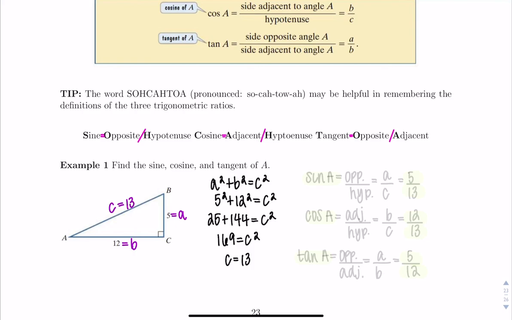And so we need to find the sine of A, cosine of A, and tangent of A. So the sine of A is opposite over the hypotenuse. So the side that's opposite of A is little a over c, which in this case is 5 over 13.